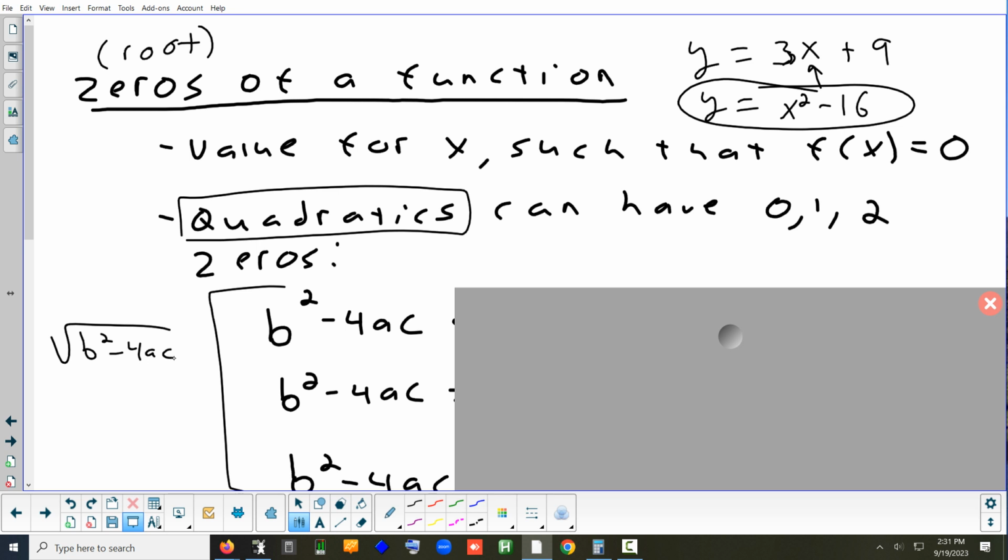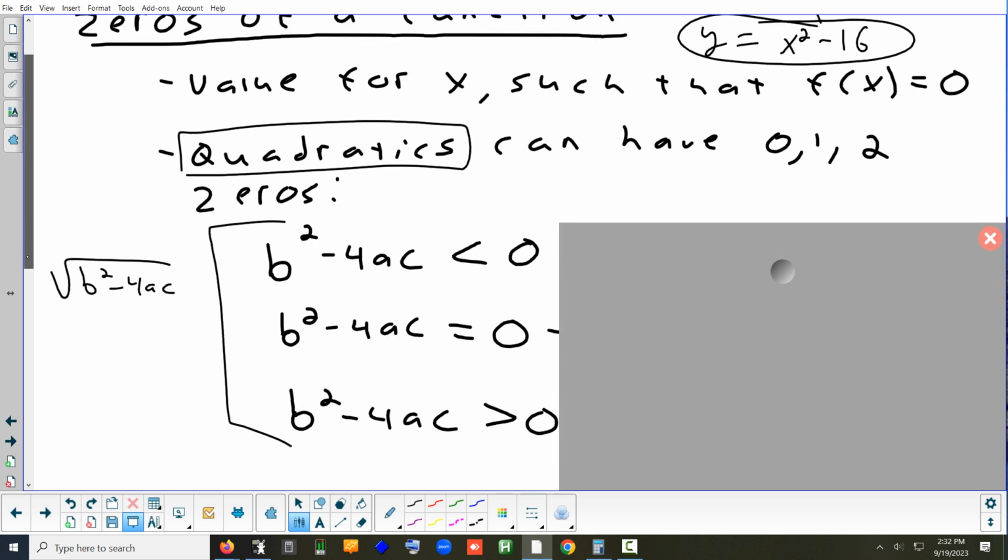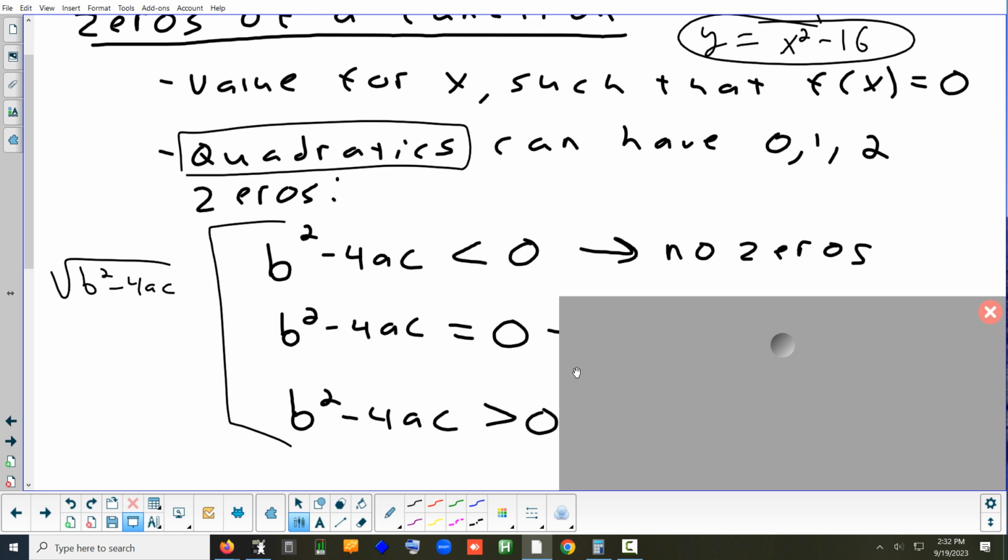And if you want to quickly figure out how many times your graph crosses the x-axis, which means how many roots, how many zeros does your graph have, there's really 3 cases. Either b squared minus 4ac comes out less than 0, equal to 0, or more than 0. If it comes out less than 0, it doesn't cross the x-axis at all, and it means there is no number you could plug in to get 0. There is no zero.